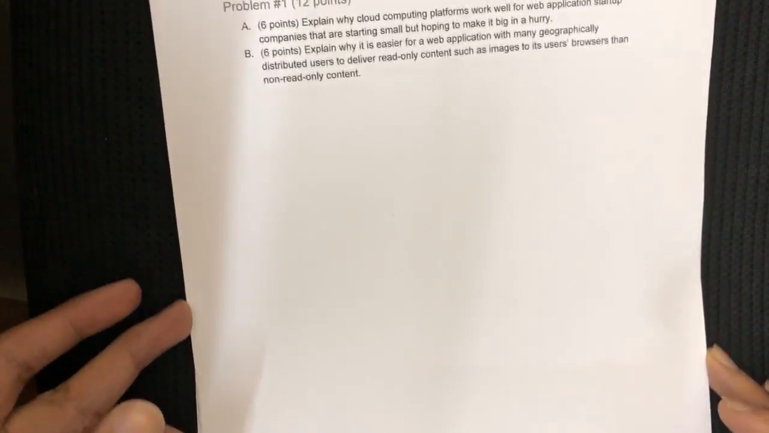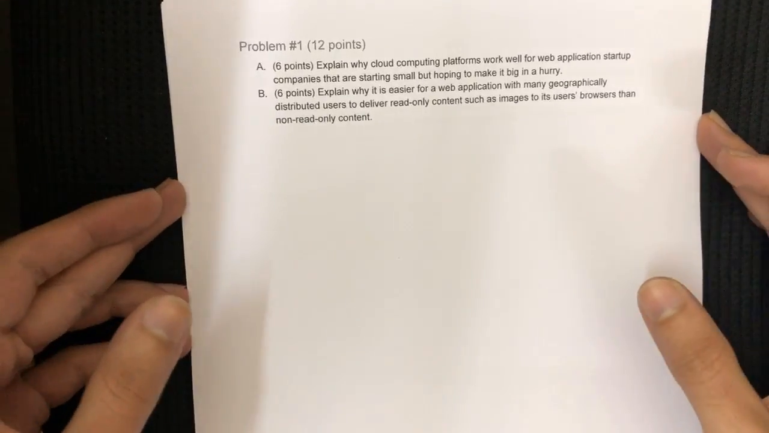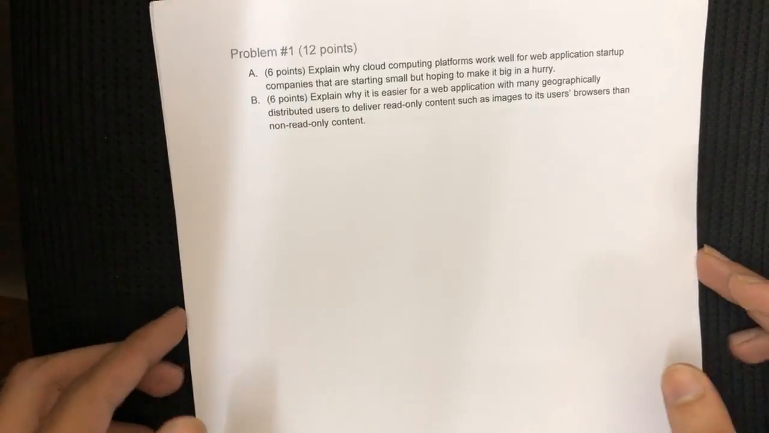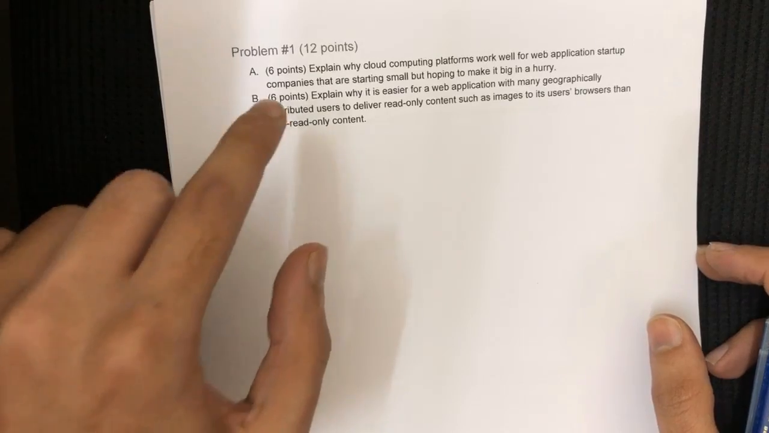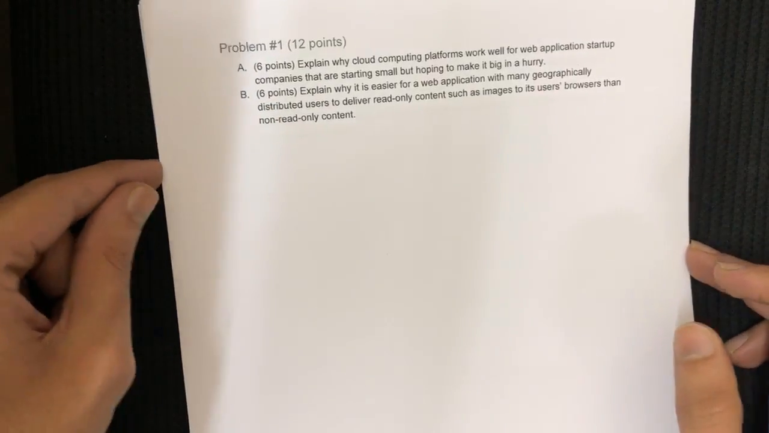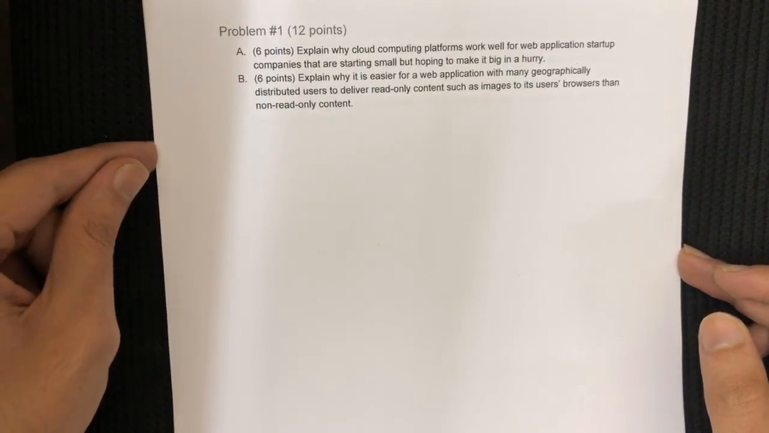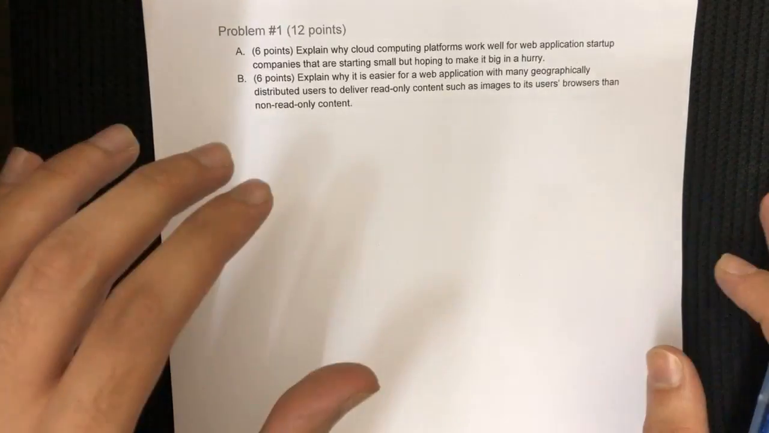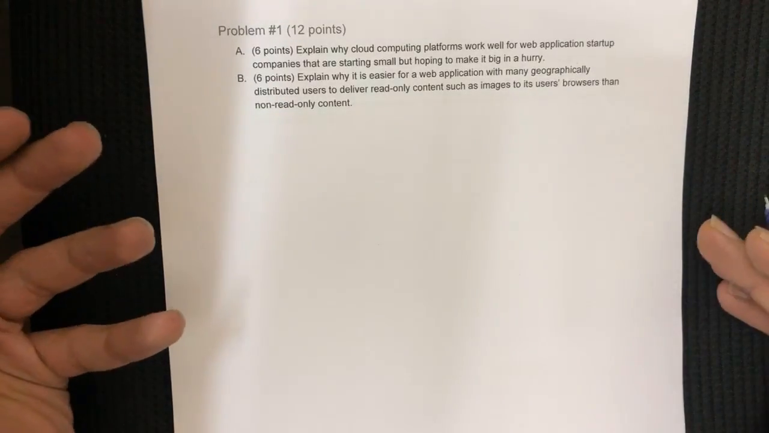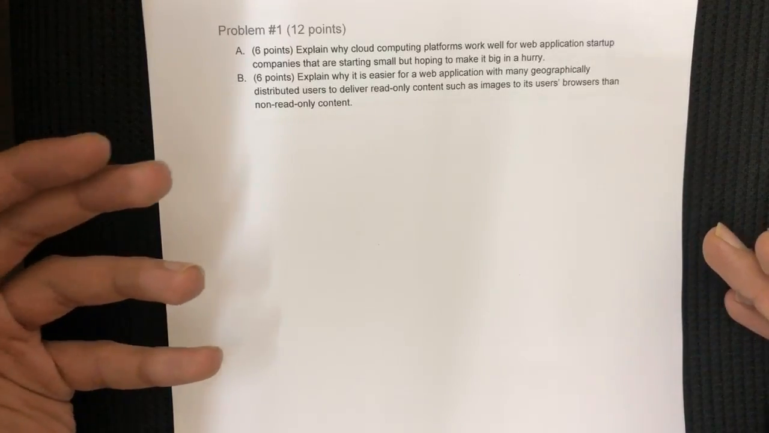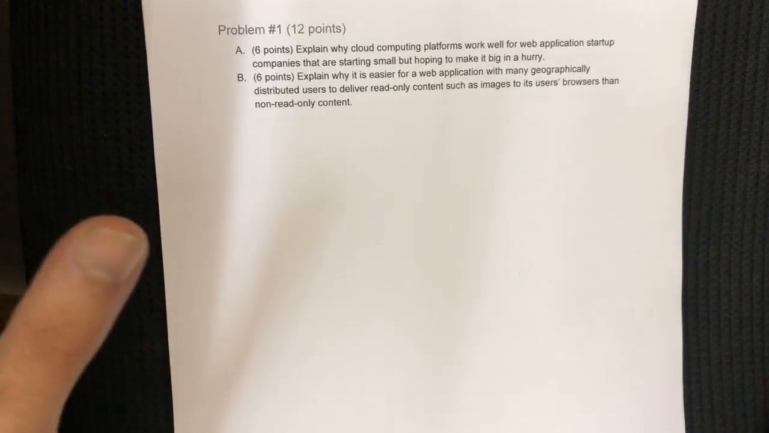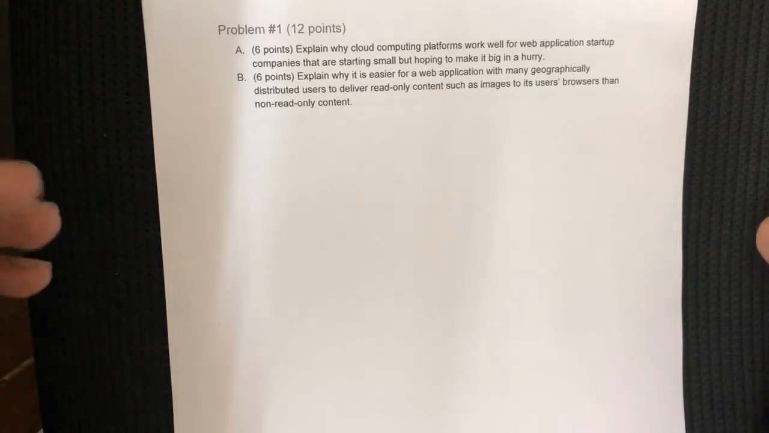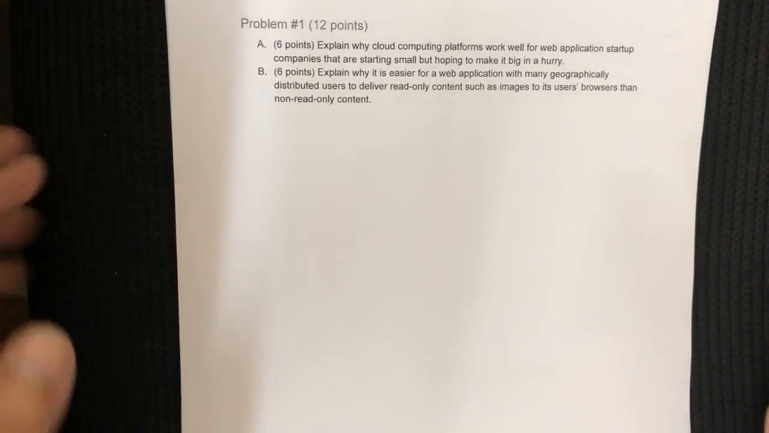Okay, so this is the first question that you'll see on the paper. And by the way, you have to do both of these parts to get the 12 points. One is 6 points and the other is 6 points. So the first question is basically that you have to explain why cloud computing platforms work well for web application startup companies, because they're starting small and they're hoping to make it in a hurry. So you have to explain their situation and tell them why cloud computing is a good measure for them.